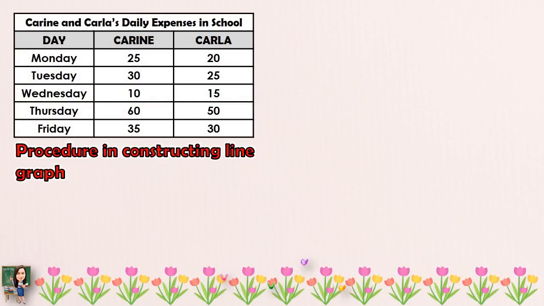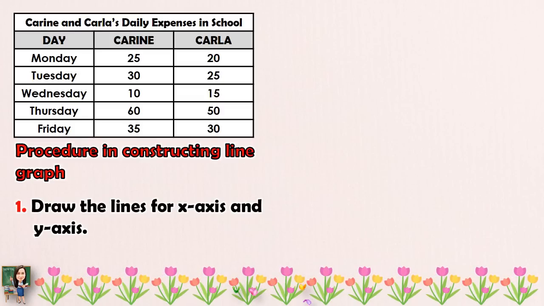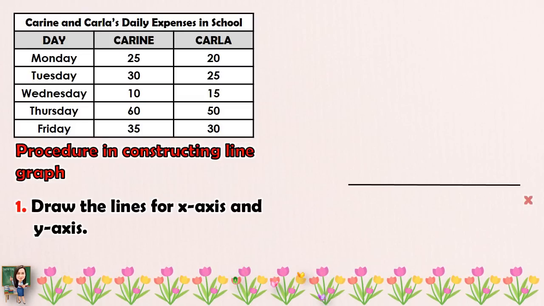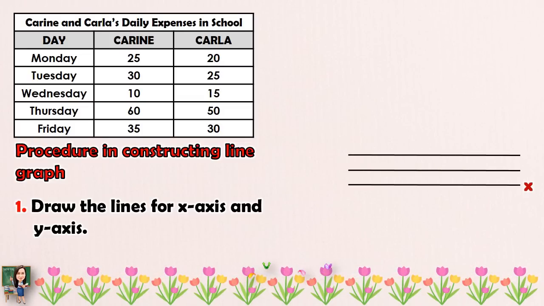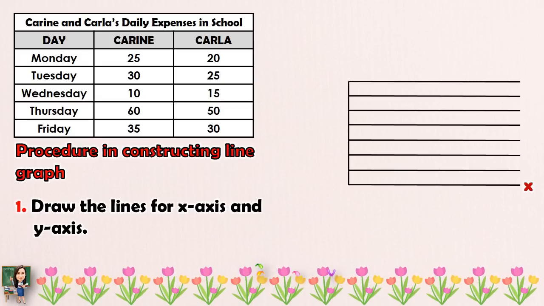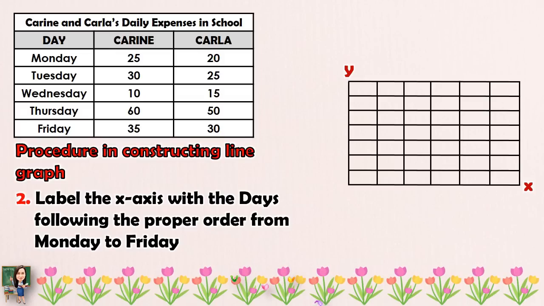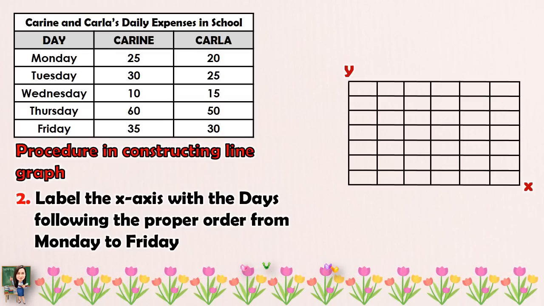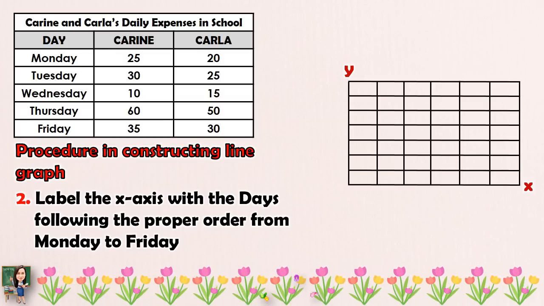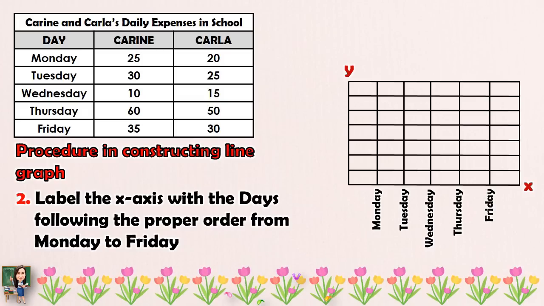Here is the procedure in constructing a line graph. First, draw the lines for x-axis and y-axis. Let's draw a line first for x-axis. And draw a line for y-axis. Second, label the x-axis with the days following the proper order from Monday to Friday. Monday, Tuesday, Wednesday, Thursday, Friday.